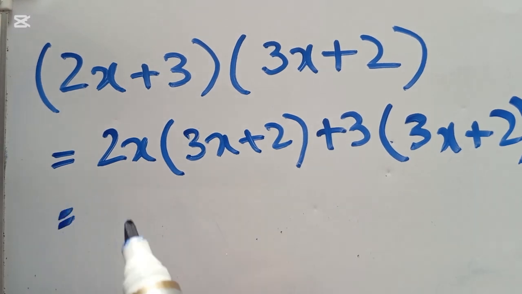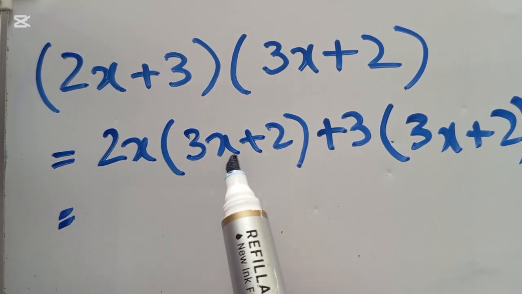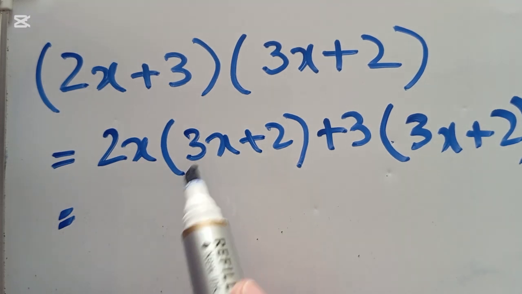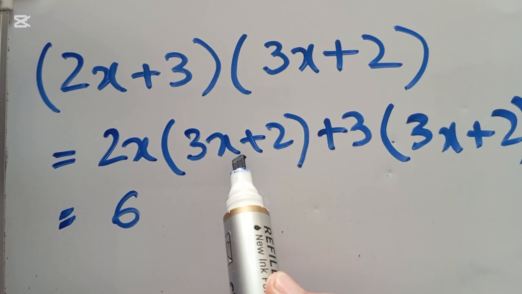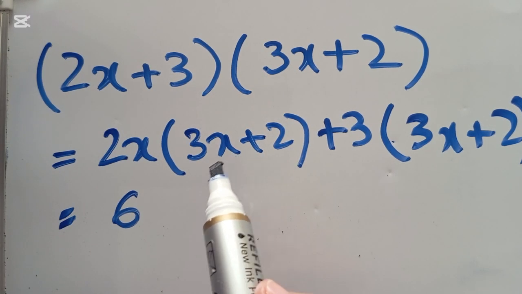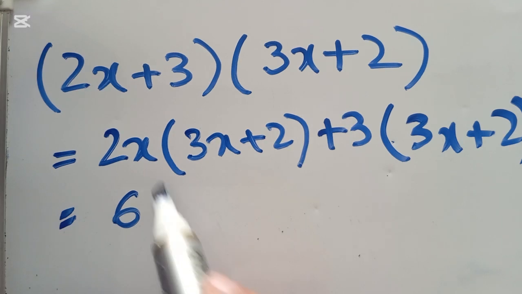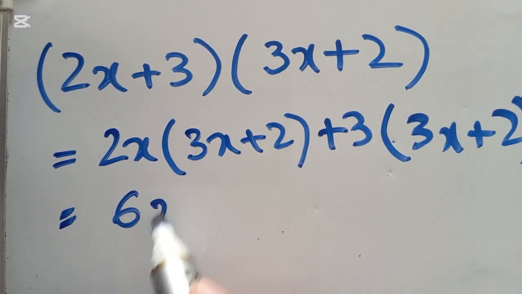Now multiply the constant with constant and variable with variable. 2 multiplied by 3 will give you 6, and x when multiplied with x gives you x square, because when variables are multiplied and they are the same, their powers will be added.